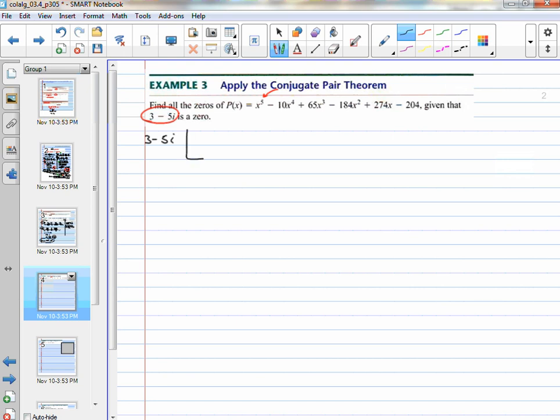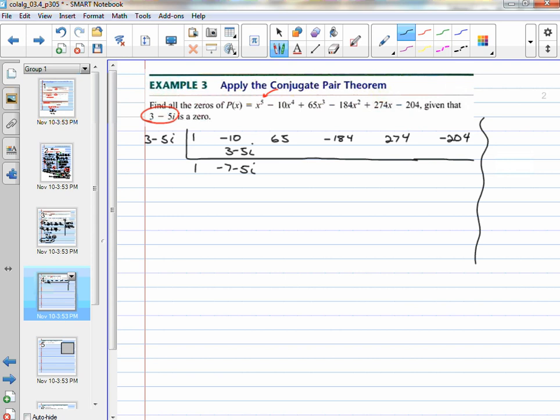Let's see. 1, negative 10, 65, negative 184, 274, and negative 204. They don't leave me very much room over here to do some work. Bring down my 1, multiply by 1, that's 3 minus 5i, so I get negative 7 minus 5i. Need to multiply those together.